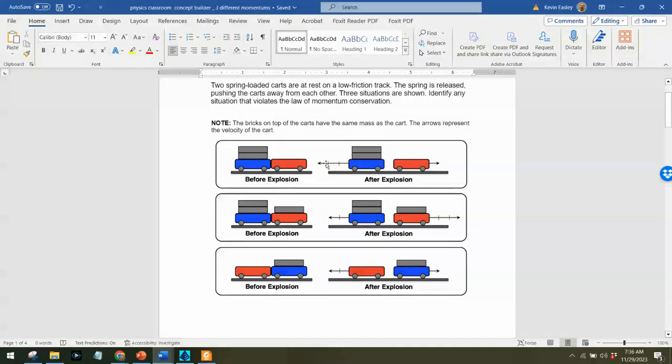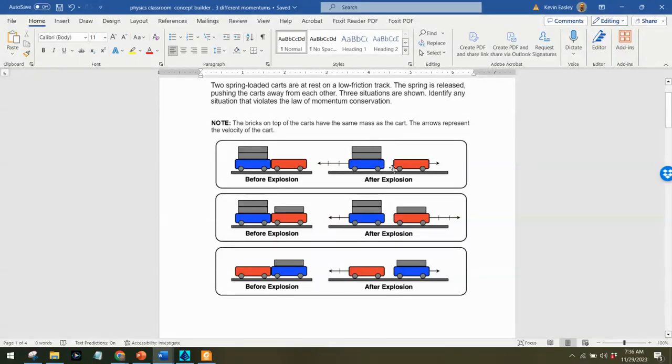So this would have a velocity of 3 going to the left and a velocity of 1 going to the right. And it says that the bricks have the same mass as the carts. So we could easily get the momentum here: a mass of 3 times a velocity of 3 to the left, and then a mass of 1 times a velocity of 1 to the right. That would be 1 times 1.